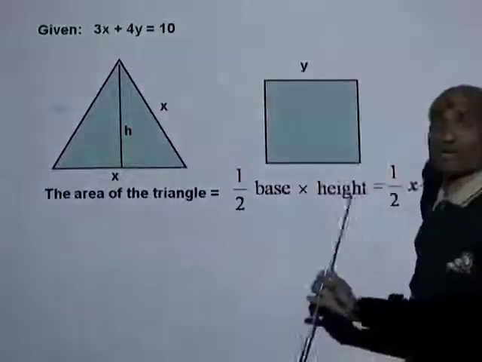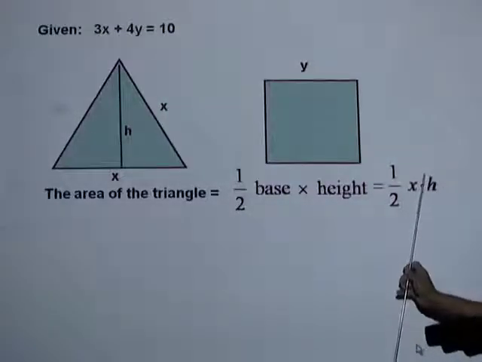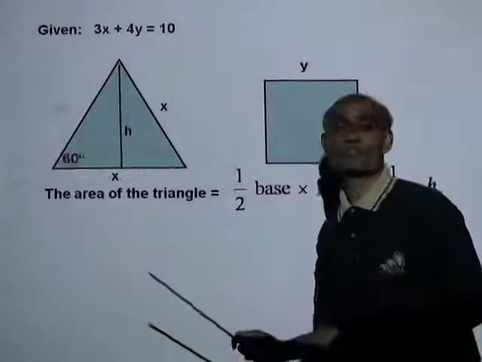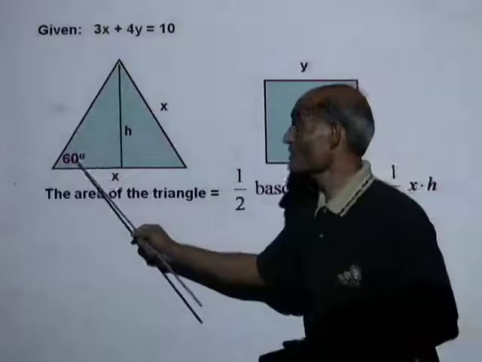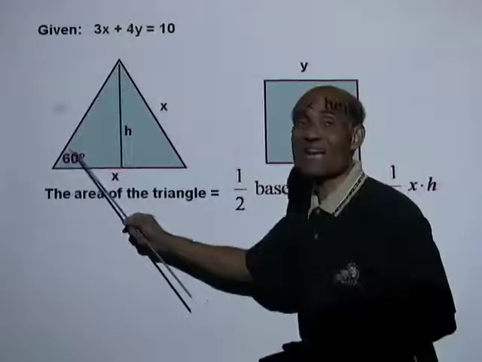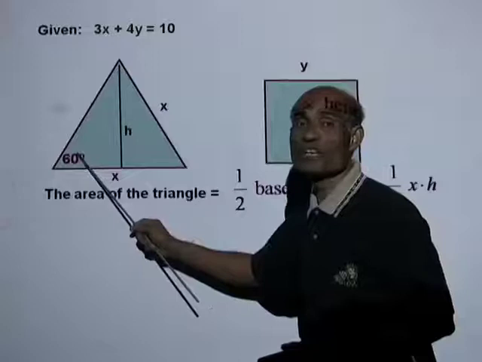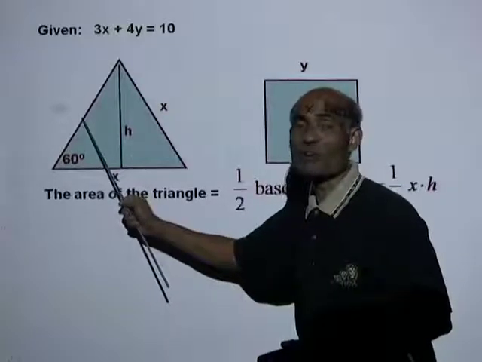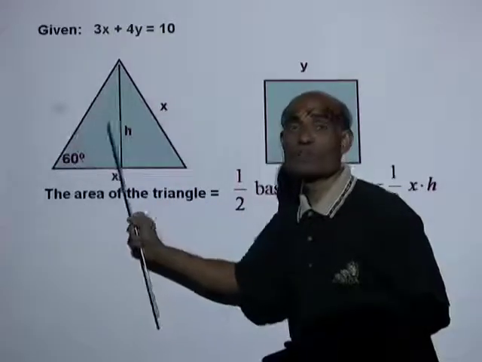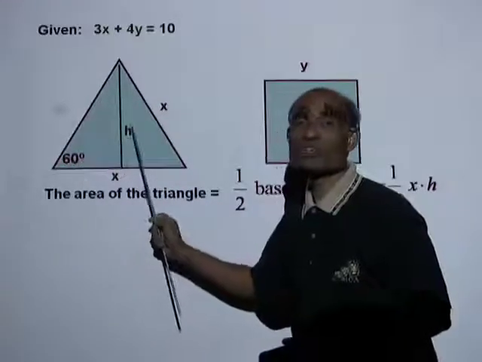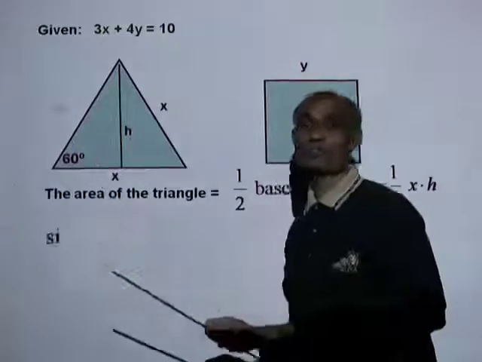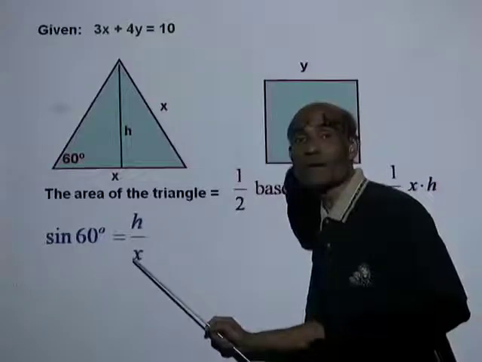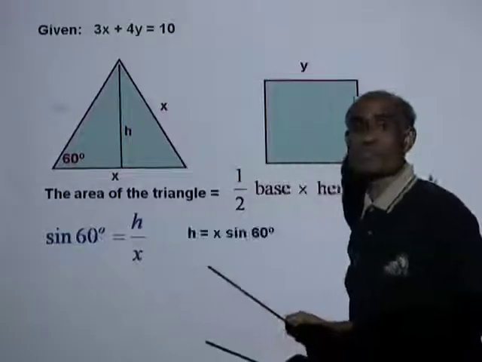We need to do that because we need to reduce the number of variables. So we need to replace this h in terms of x. What is that equal to? If this is 60 degrees, then sine of 60 degrees is opposite side divided by hypotenuse. The hypotenuse is x. So sine 60 degrees is h over x. Therefore, h equals x times sine 60 degrees.